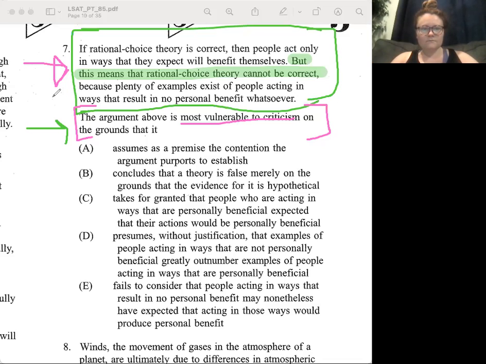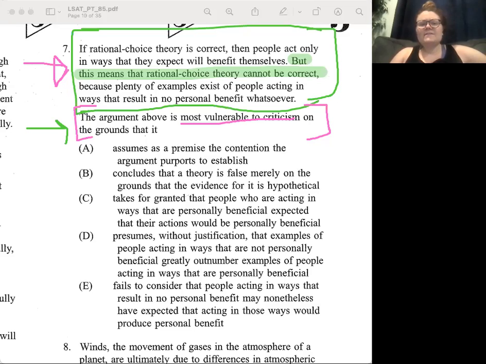I feel like it's too... this means rational... It's not really giving an example. If rational choice theory is correct, then people act for themselves. But this means rational choice theory cannot be correct because it's not really giving any reasons why.